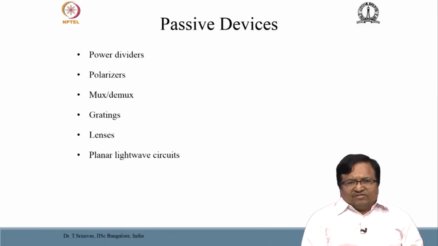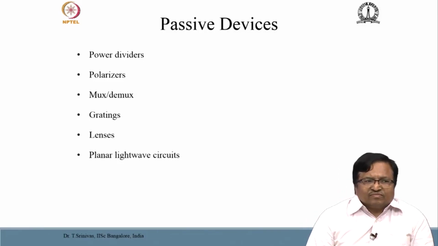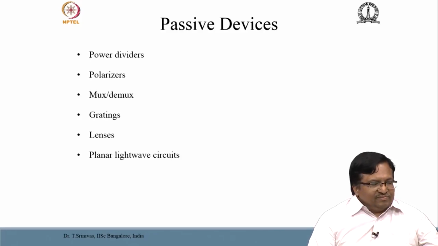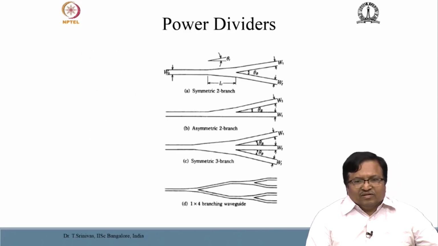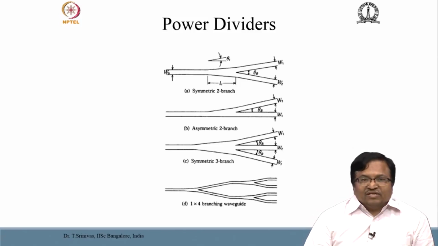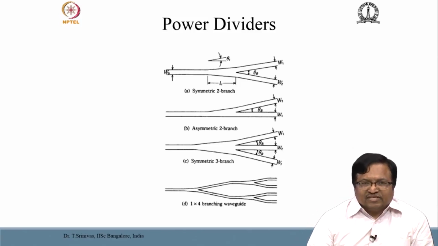Now, let us go into some passive devices like power dividers, the polarizers, the multiplexers and demultiplexers, gratings, lenses, all these based on the optical waveguides. So, the generic name given to many of these is the planar light wave circuits. So, there are some examples of the power dividers. You observe that there is a single waveguide at the input which is branched into several waveguides at the output.